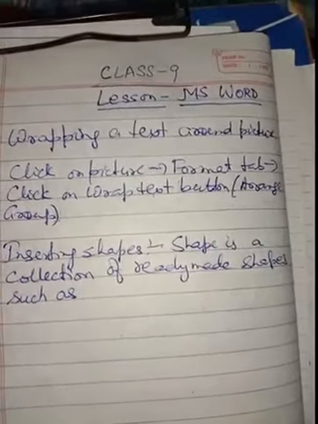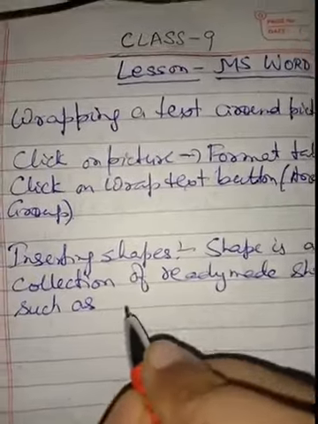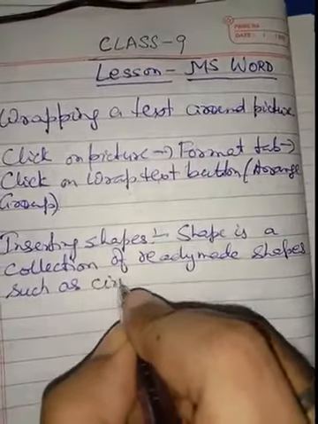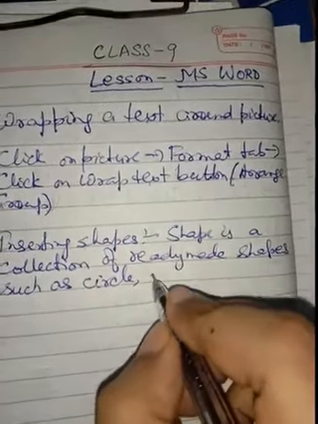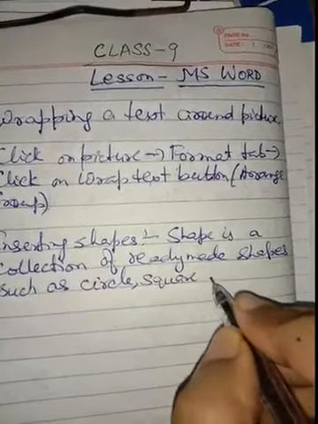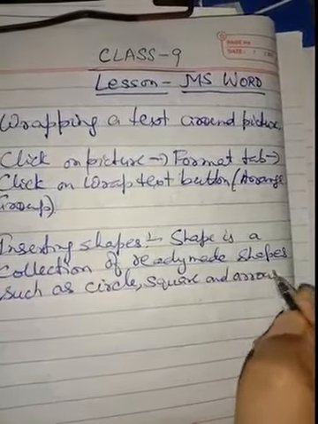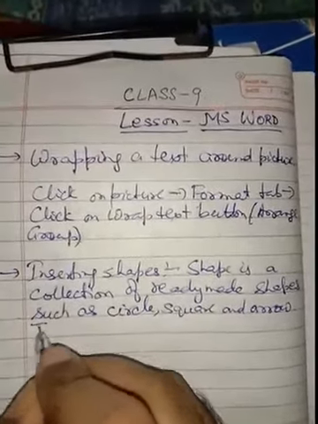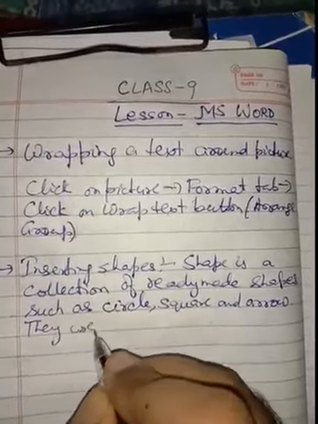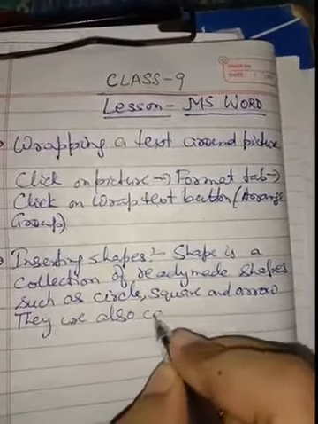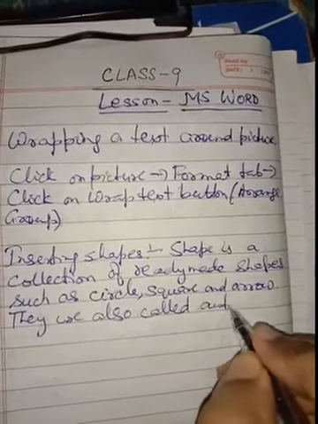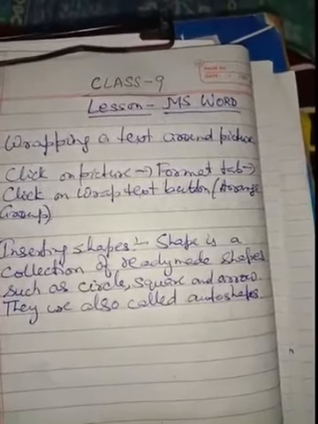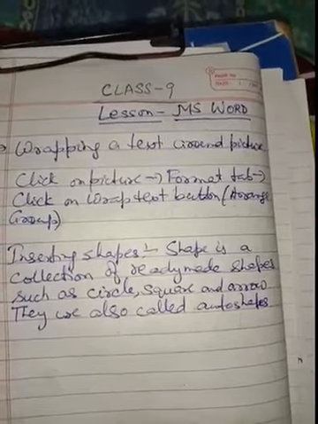A shape is a collection of ready-made shapes such as circle, square and arrow. They are also called auto shapes. So what is the use of inserting shapes? We can use the shape to draw the attention of the user.